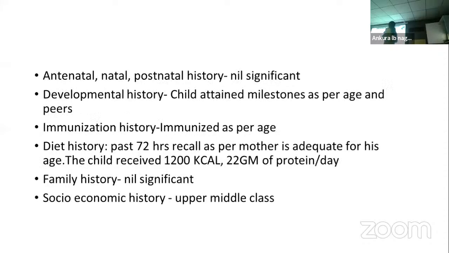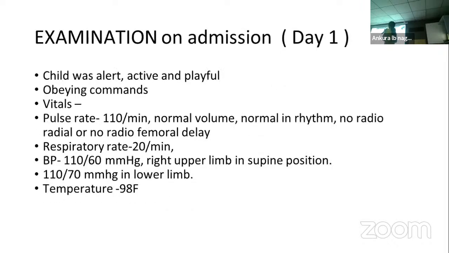Antenatal, postnatal history, nothing significant. Development: the child attained milestones appropriate for age, immunized for age. Diet history: the child was receiving adequate calories and protein. Family history, nothing significant, and they belong to upper middle class. Examination at admission: the child was alert, active, playful, obeying commands, and his vitals were normal. Pulse rate was normal in volume.